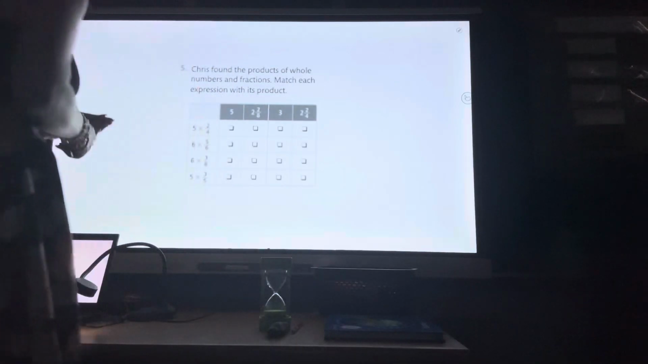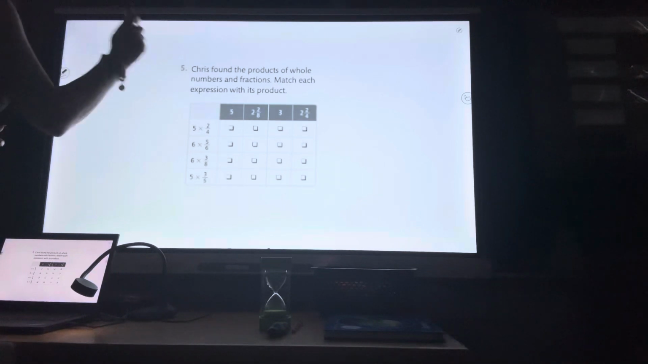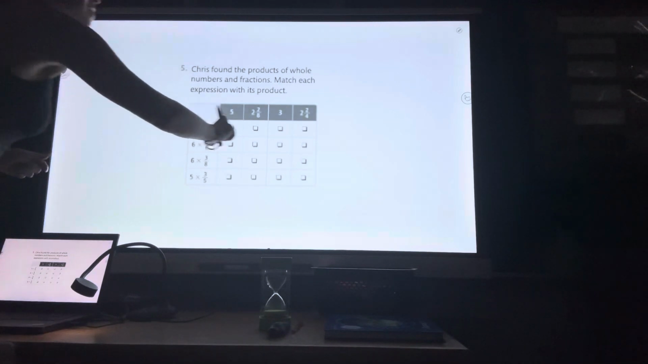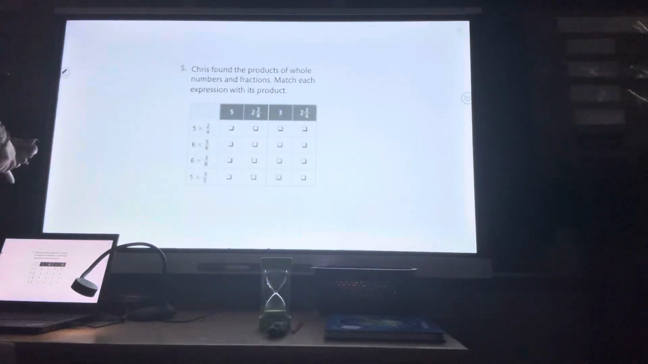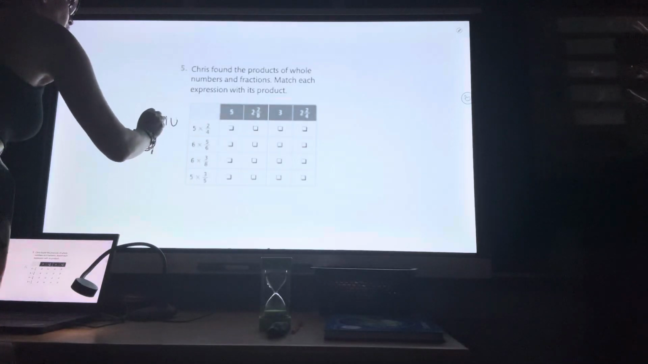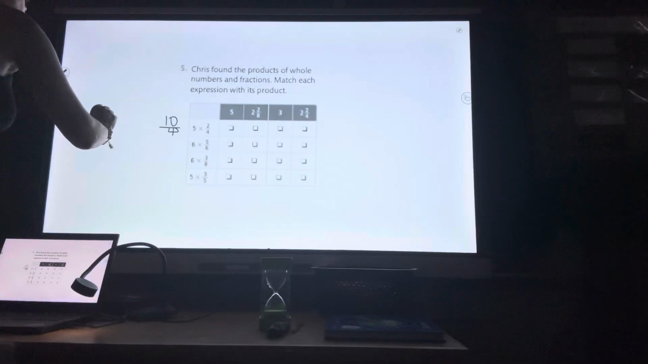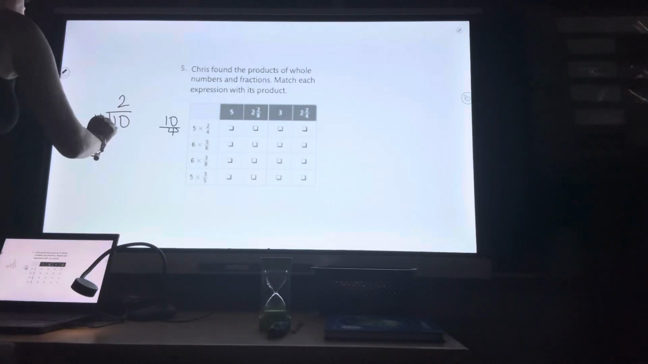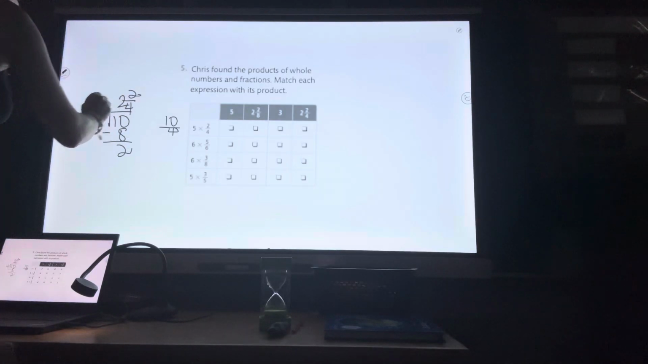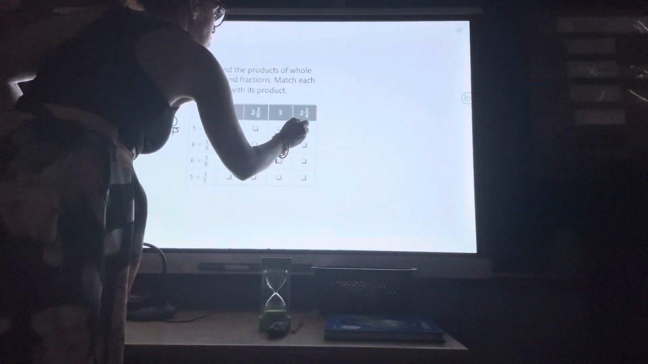Chris found the products of whole numbers and fractions. Match each expression with its product. Last topic, you had to solve twice. This one you only solve once, so good for you. Okay? Now, 5 times 2 is 10/4. I don't see 10/4, so I'm going to have to change this to a mixed number. 2 times 4 is 8, which is 2 2/4. It's there. It's also 2 1/2 if you were going to simplify.